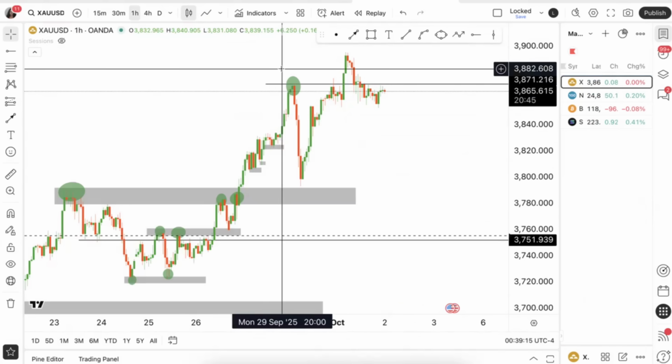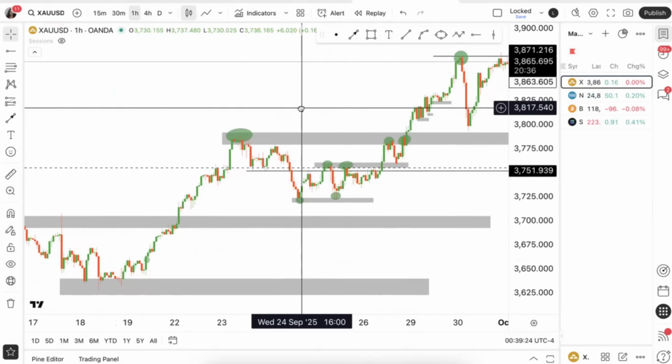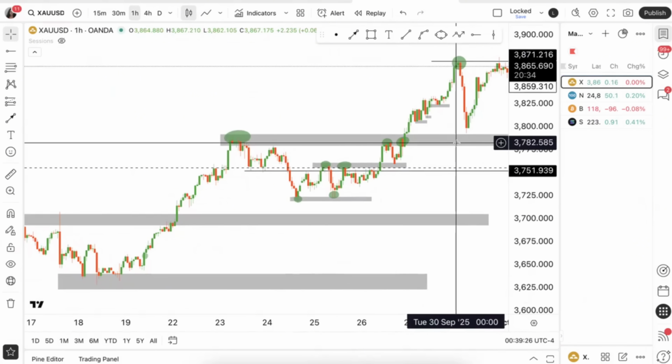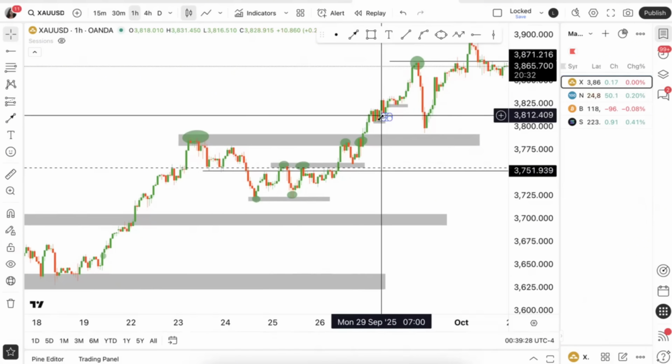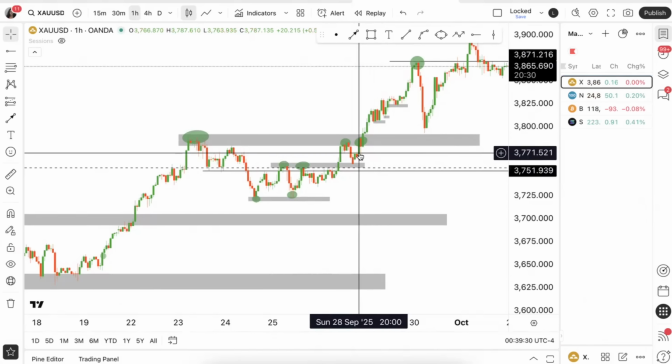I don't know why I didn't hold, so I'm not going to hold a grudge on it. Bygones are bygones, so it is what it is. And I don't know why I didn't get into this second trade either, but once again, it is what it is.